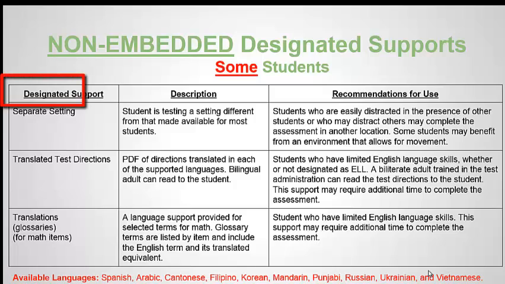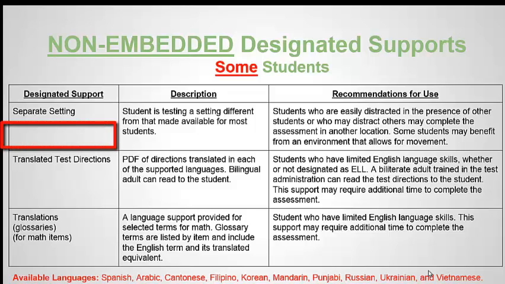Separate setting allows test location to be altered so the student is tested in a setting different from that made available for most students. Students who are easily distracted in the presence of other students or may be distracting to others may need an alternate location to be able to take the assessment. The separate setting may be in a different room that allows them to work individually or among a smaller group, or it may be in the same room but in a specific location away from distractors. Some students may benefit from being in an environment that allows for movement, such as being able to walk around.